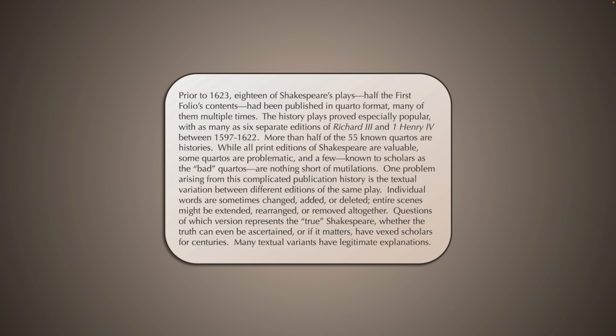So prior to 1623, the year of the First Folio, 18 of Shakespeare's plays, that is half of the First Folio's contents, had been published in quarto format. And some of them were published multiple times. The history plays were especially popular. They were the most popular plays during Shakespeare's early career. And there were as many as 6 separate editions of Richard III and the first part of Henry IV between 1597 and 1622. More than half of the 55 known quarto editions are history plays.